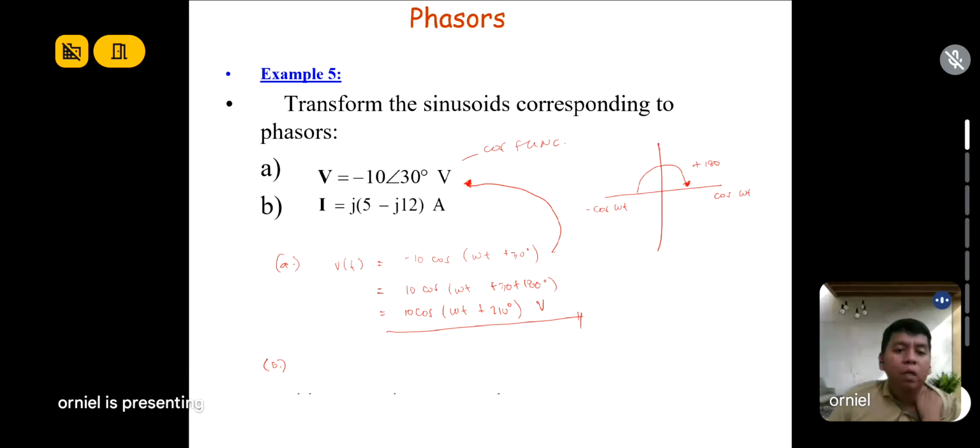So basically, if we simplify it first, we have J times 5 times J times J times 12 ampere. To convert that one, we have 12 plus J5. Simplify this one: J times J, that's 1. Okay, J times J, that's 1. So that's 12.